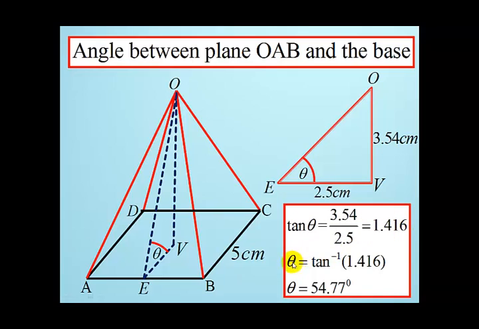Now theta is equal to tan inverse of 1.416. And the answer is 54.77 degrees. So the angle between plane OAB and the base is 54.77 degrees. That is the angle between plane OAB and the base. The angle theta is equal to 54.77 degrees.